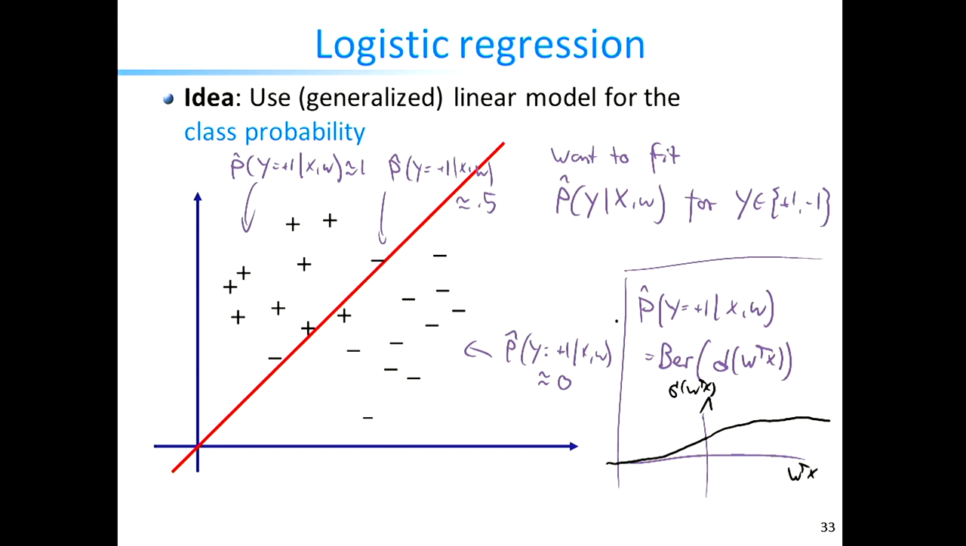Here, again, this is my W transpose X. If I'm far in positive land, I have a positive number here, so this evaluates to something close to 1. I'm basically saying the probability of heads is close to 1. Down here, it's very negative, so the sigmoid function is close to 0, and the probability of heads is very close to 0. That's a particular noise model. It's a probabilistic assumption about the realization of this class label, similar to the Gaussian noise assumption, but now tailored to binary data.